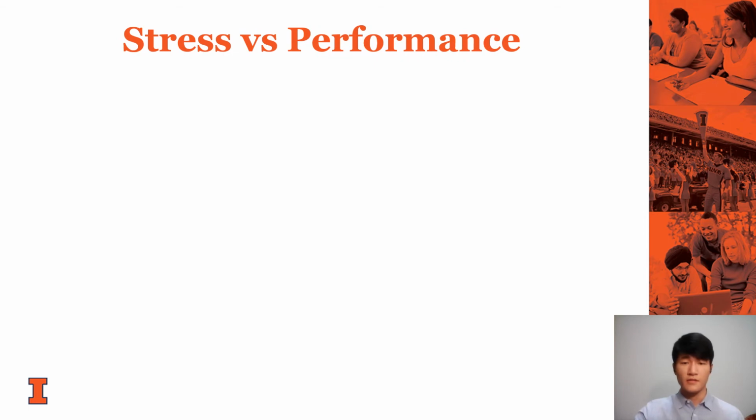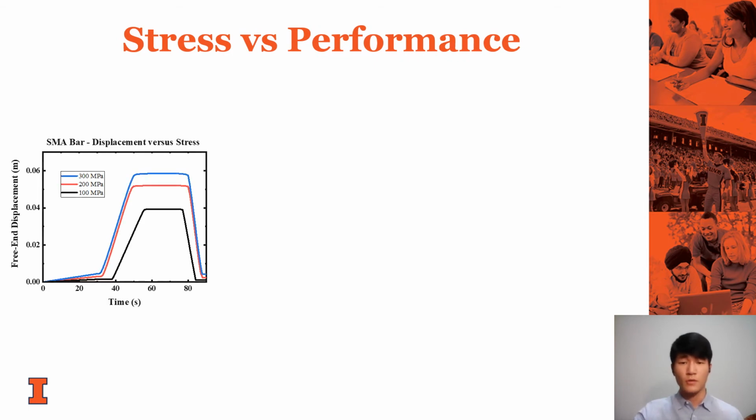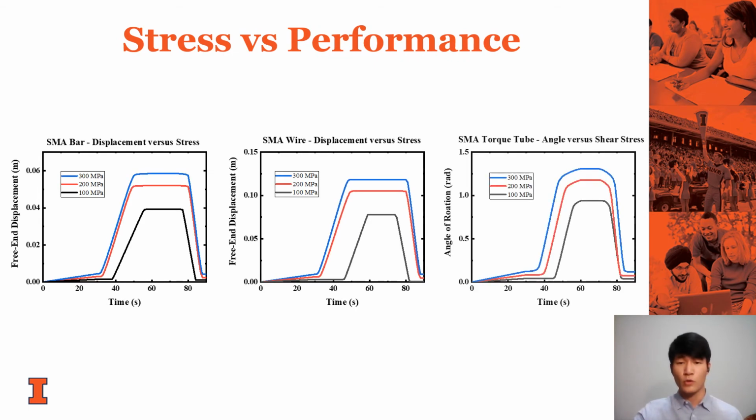In this case, the different types of SMA actuators, bar, wire, and torque tube were loaded to different stress levels of 100, 200, and 300 megapascals to check the correlation between the stress and the stroke. As we can see, all three graphs show the increasing stroke with increasing stress. However, the amount of change is decreasing.